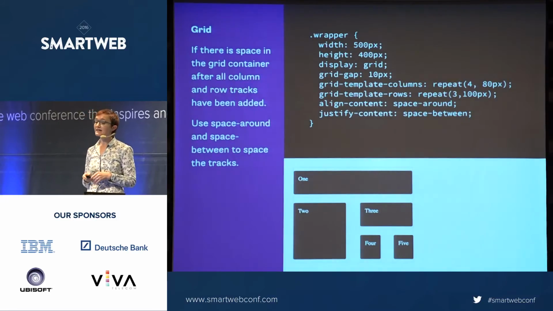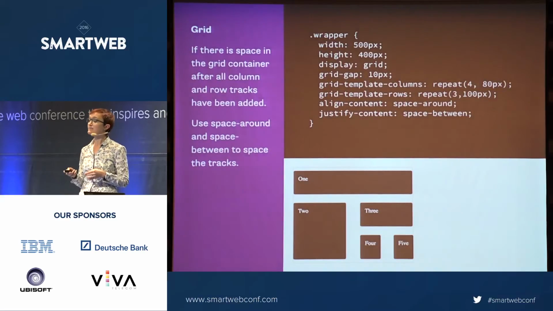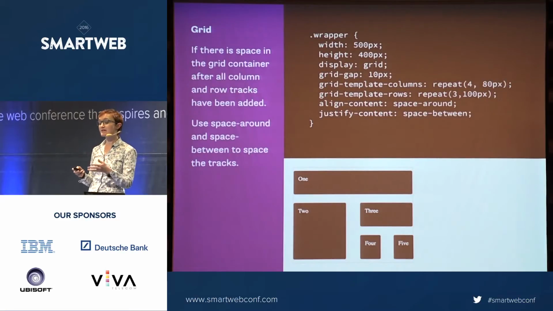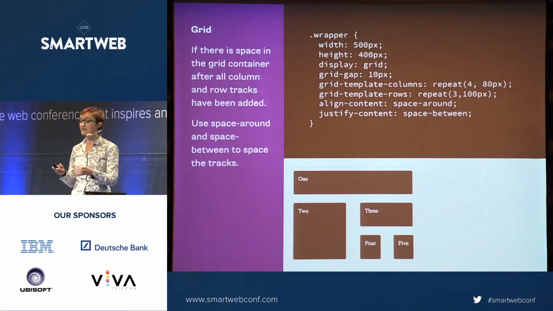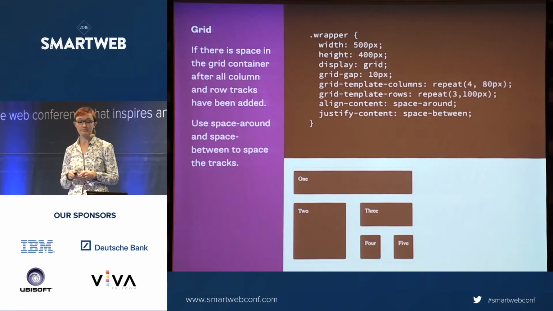We can do exactly the same with a grid container. If the total width or height of the tracks is smaller than the size of the actual grid container itself, we can then align the tracks inside. We can use space around and space between to space out the tracks. What this may mean is items become bigger than we expect, because obviously everything stretches either side of any gap and so on.